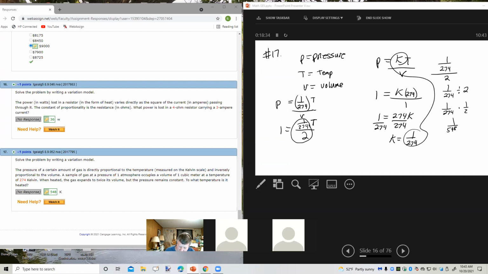Okay. So now I've got 1 equals 1 over 548 T. What are we going to do to solve for T? We're going to multiply both sides by 548. So T equals 548 degrees. And what was this, Kelvin? So basically, if we keep the pressure the same and we double the volume, it also did what? It doubled the temperature.